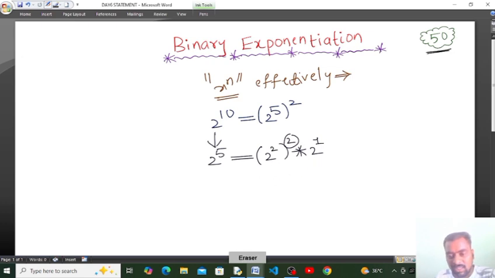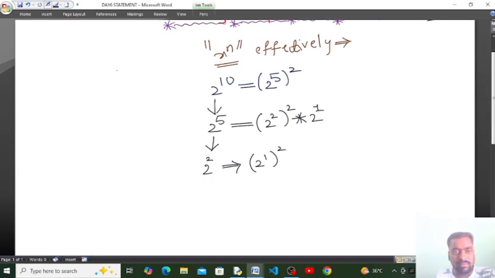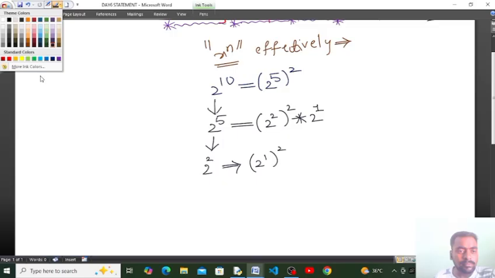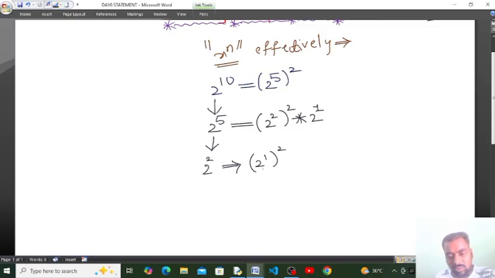Right? Again, so here in the next step, we have to calculate 2 power of 2 value, right? So calculate 2 power of 2. So how to write 2 power of 2 again? You can write like 2 power of 1 whole square, right? So you have to understand what I'm doing, right? Now, here, if you know the value of 2 power of 1, if you square that result, then directly you'll get 2 power of 2 value, right?